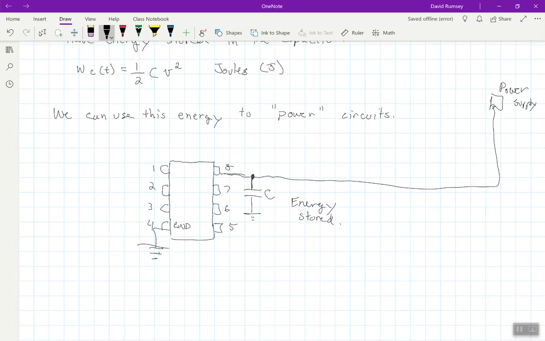Another thing this does is it also helps eliminate ripple, voltage, or noise in your voltage supply.